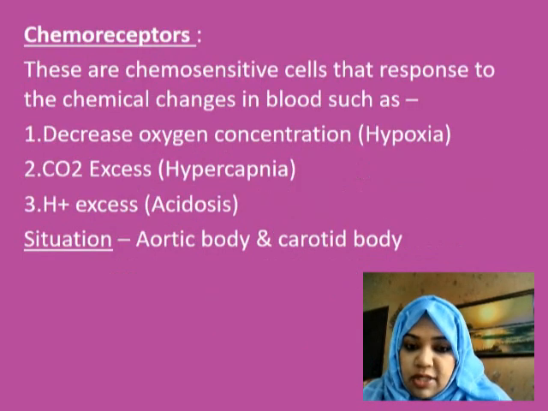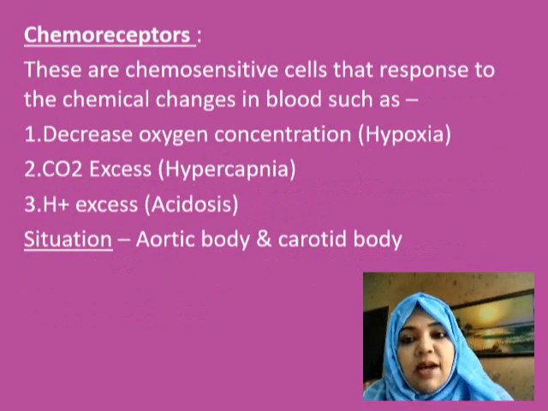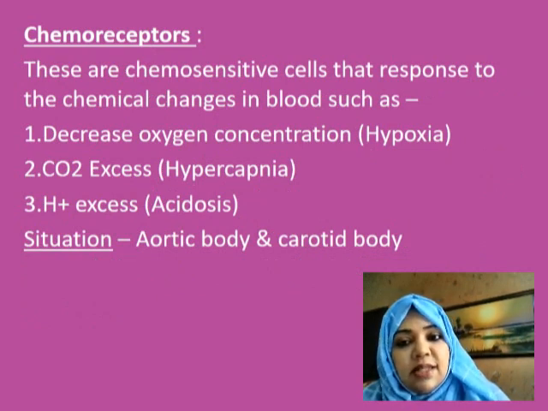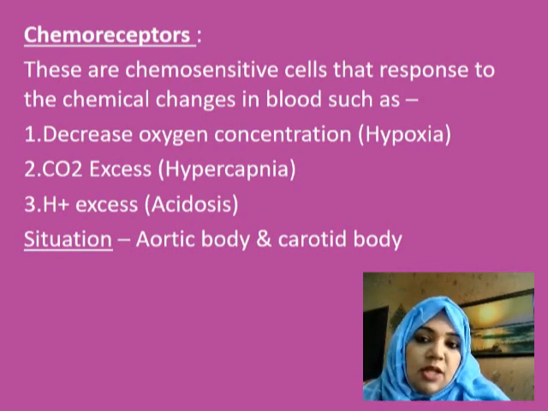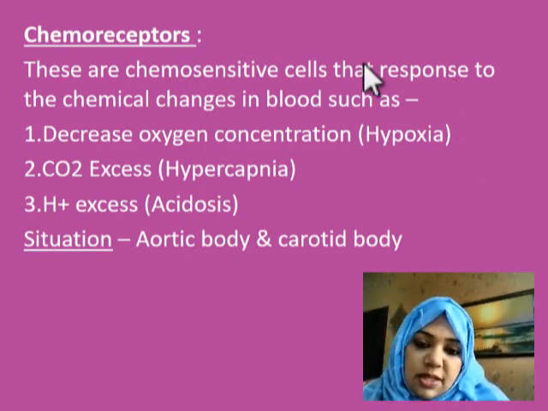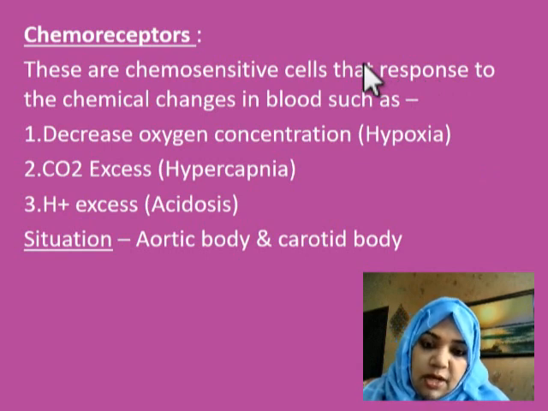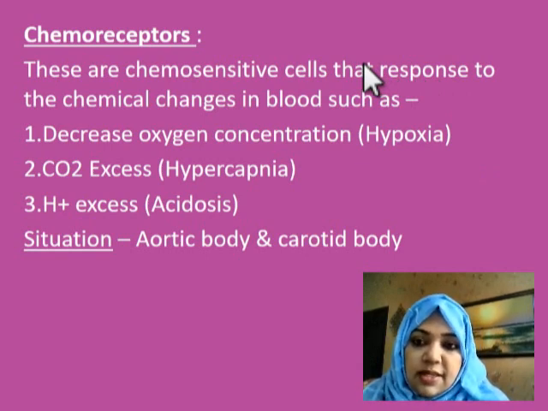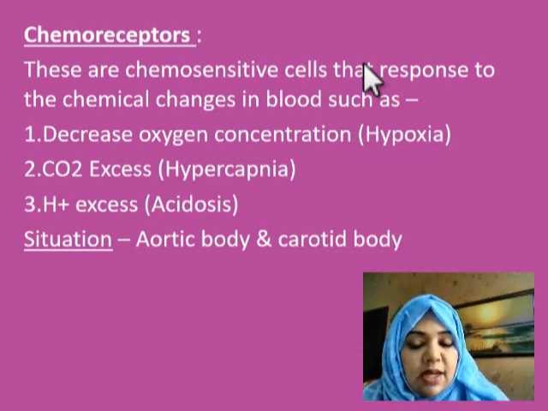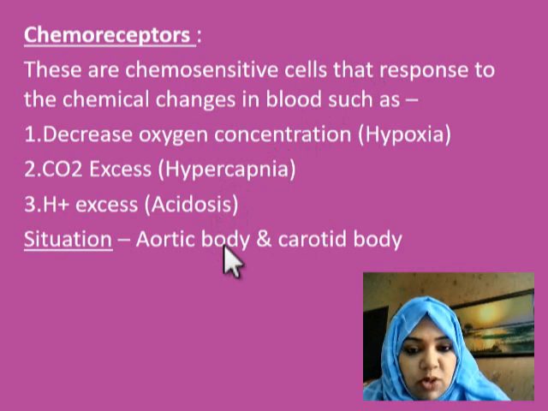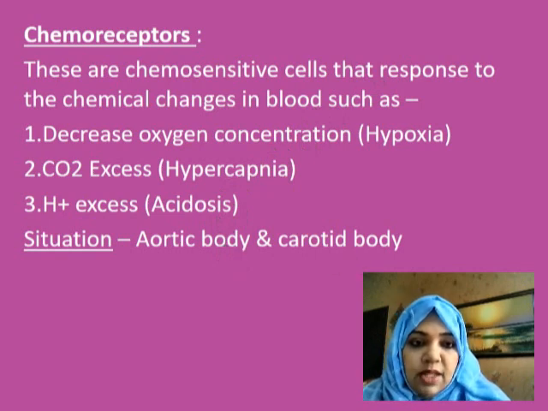Next, we have a chemoreceptor mechanism. Chemoreceptors are chemosensitive cells that respond to the chemical changes in blood, such as decreased oxygen concentration called hypoxia, carbon dioxide excess, that is hypercapnia, or hydrogen ion excess, that is acidosis. So chemoreceptors function in a similar way like baroreceptors, but these are chemosensitive cells and they respond to chemical changes in the blood, and they are situated in the aortic body and the carotid body.